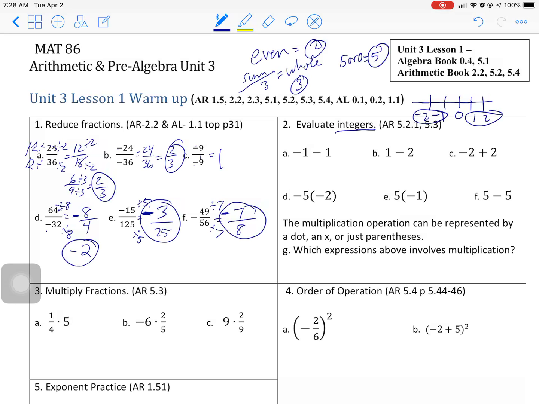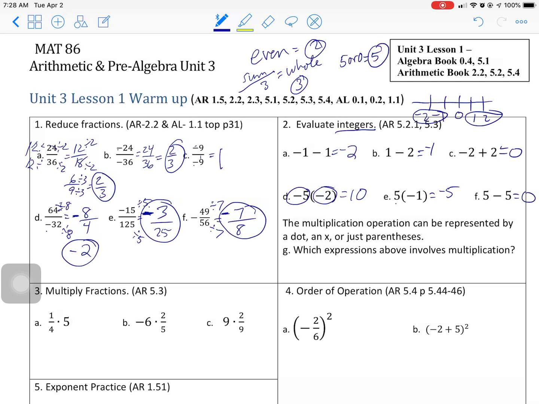So evaluate means the same thing as kind of simplify. So this is a -1 minus 1, or a -1 plus a -1 equals a -2. Okay, put these in your calculator. Put them as they'd say. 1 minus 2 is -1. This equals 0. Negative times a negative is a positive 10. 5 times a negative 1 is a negative 5. 5 minus 5 is 0.